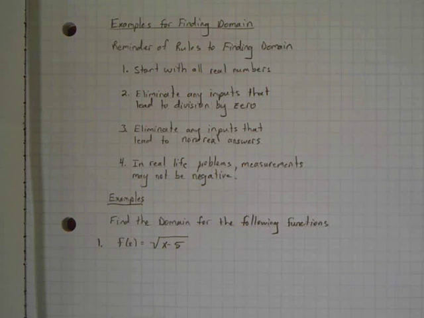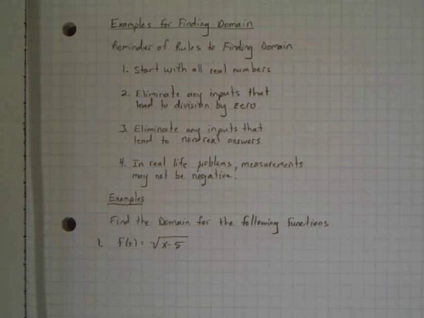The first thing we're going to look at is to eliminate any inputs that lead to division by zero. When you divide by zero, it gives us an undefined answer. So we have to look and see where our functions are divided by zero, and we get rid of those inputs that lead to division by zero. After that, we look at any inputs that lead to non-real answers. So for right now, we're looking at the inputs that are going to be negative under square root signs. So we'll look for that.